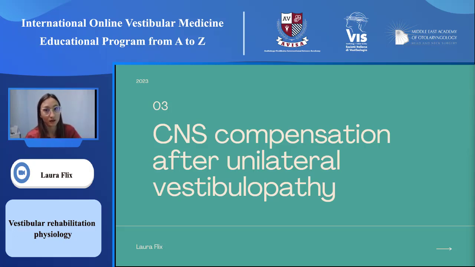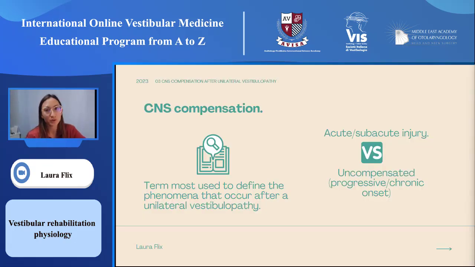how can we interpret all this knowledge about balance and motor learning when we have unilateral vestibulopathy? So we are going to talk about central nervous system compensation, no? It is the term used to define the phenomena that occur after unilateral vestibulopathy. But it's a term that is very used in acute and subacute injury, because it's the easiest way to research it. But it will be extrapolated more to an uncompensated situation, or the progressive appearance of this vestibulopathy, or a chronic onset, etc. No?